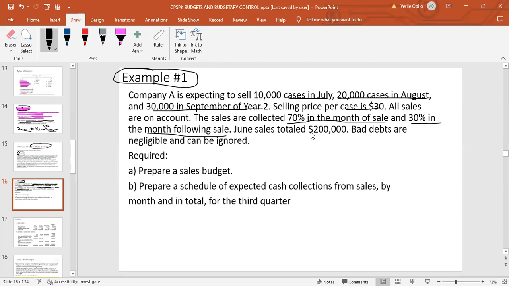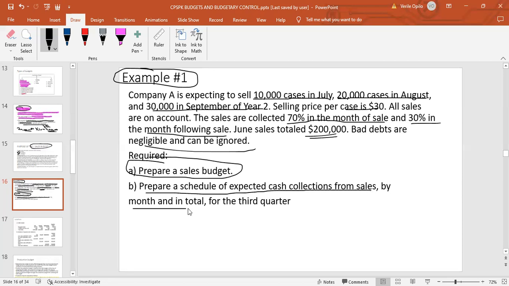June sales totaled $200,000, and bad debts are negligible and therefore can be ignored. So the question is asking us to prepare a sales budget, and then also to prepare a schedule of expected cash collections from sales by month and in total for the third quarter. So we will start off with the sales budget.